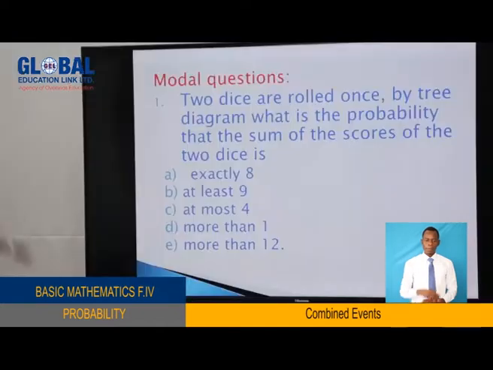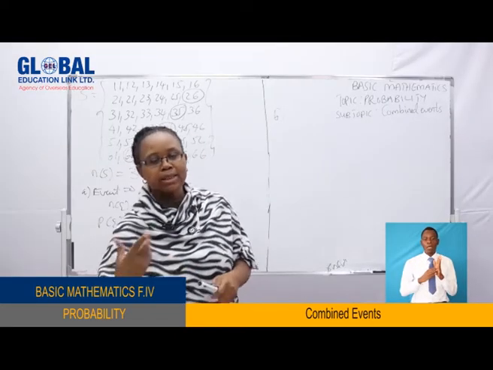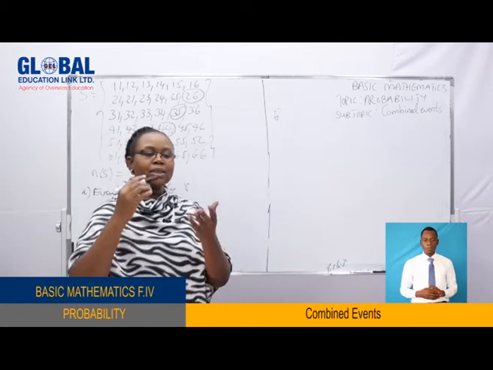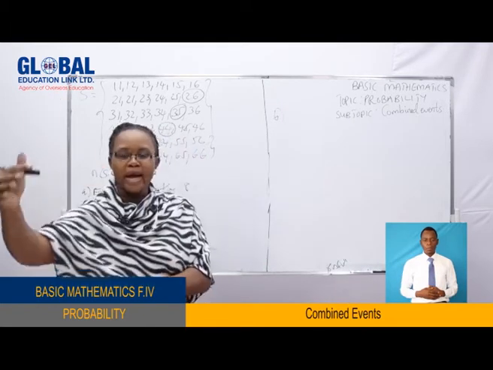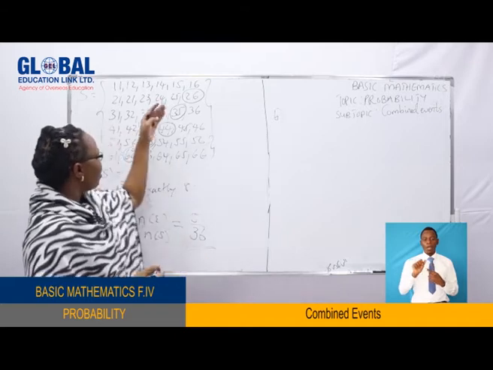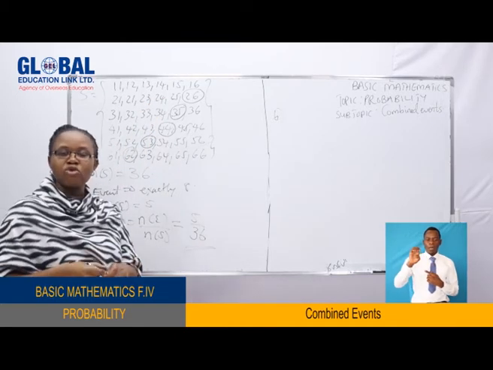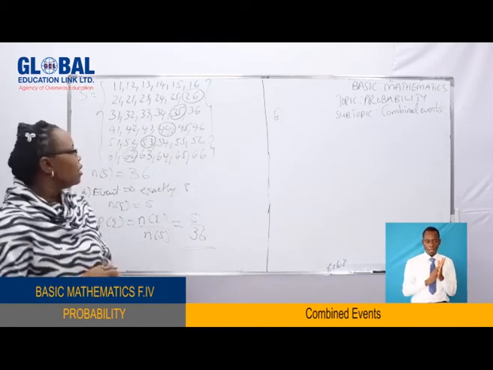What is the probability that the sum of the scores is at least 9? My dear students, when we say at least 9, we mean that it is 9 or above 9. So we are finding the number. When we add them, the answer should be 9 or above 9.